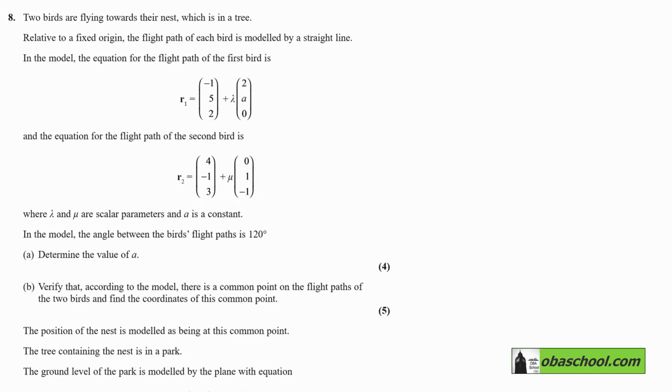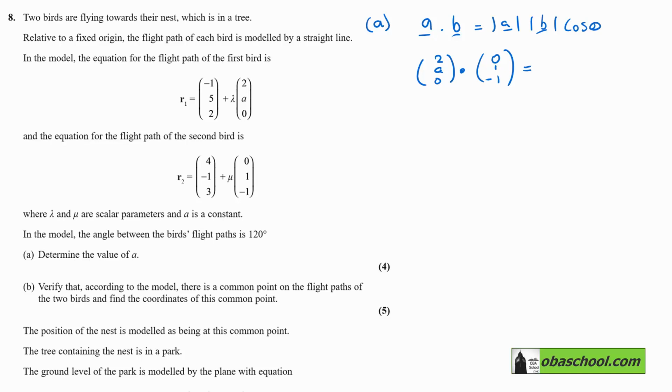In the model, the angle between the birds' flight paths is 120 degrees. Determine the value of a. So what we're going to be using here is that a dot b is mod a, mod b cos theta, where theta is the angle between the two vectors. Now here we have (2, a, 0) dot (0, 1, -1) for the dot product, and then the magnitude of a.